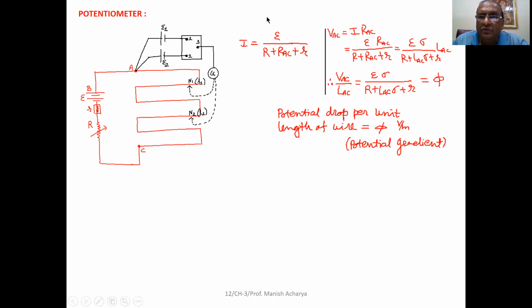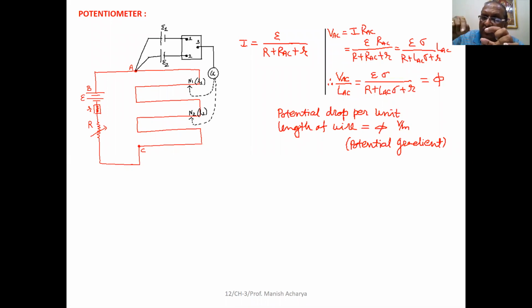Clear to all of you? Now using this potentiometer circuit, we can find the EMF of the cell. See, in normal condition, when you use the voltmeter to find out the voltage between two terminals of the cell, then what happens? Suppose we connect the two terminals of the cell with voltmeter, then the closed loop will be formed.